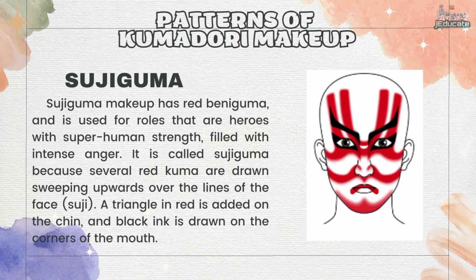Tsujiguma. Tsujiguma makeup has red beniguma, and is used for roles that are heroes with superhuman strength, filled with intense anger. It is called tsujiguma because several red kuma are drawn sweeping upwards over the lines of the face. A triangle in red is added on the chin, and black ink is drawn on the corners of the mouth.